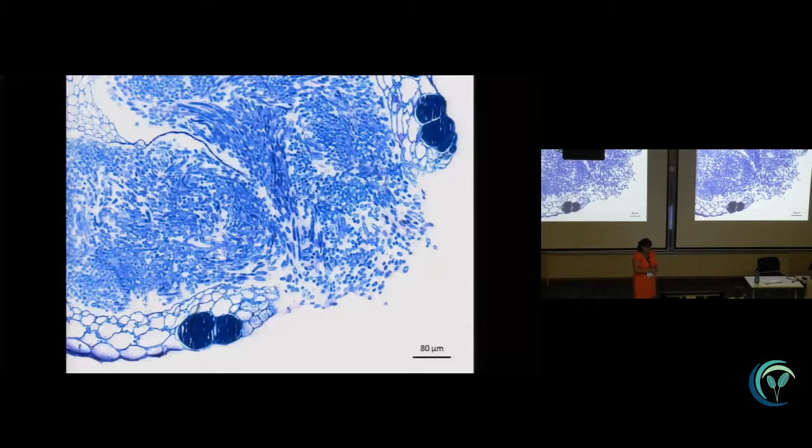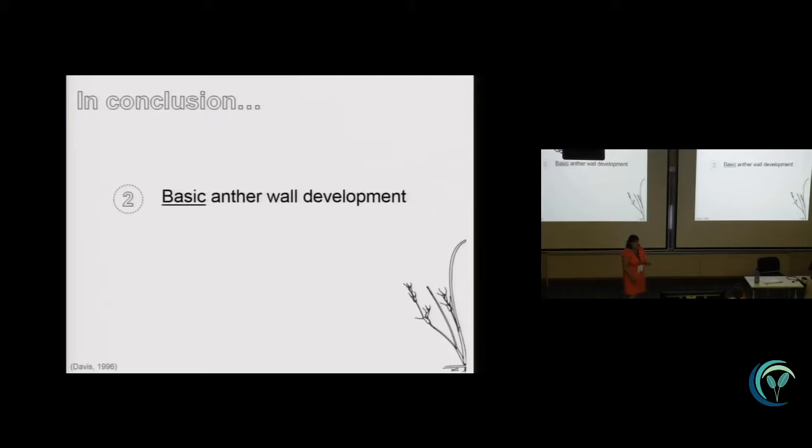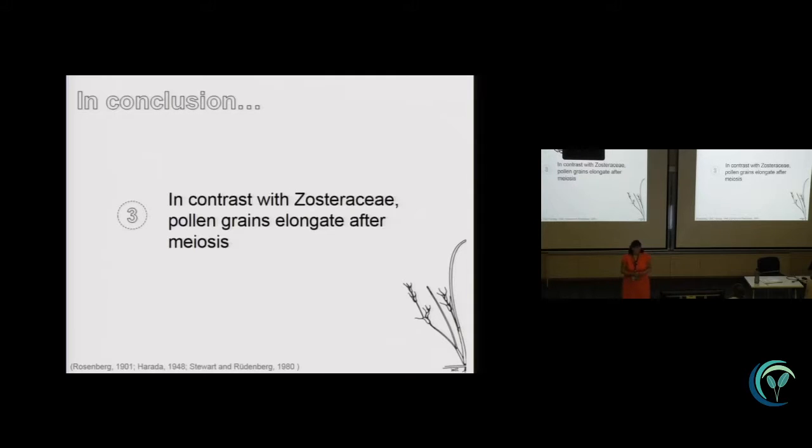So, in conclusion, the main highlights. The anther wall of Syringodium filiforme is comprised of an epidermal layer with tanniniferous cells, endothecium with no thickenings, 2 to 3 middle layers, and a plasmodial tapetum. It shows a basic anther wall development following Davis classification, and in contrast with the Zosteraceae family, pollen grains elongate after meiosis.